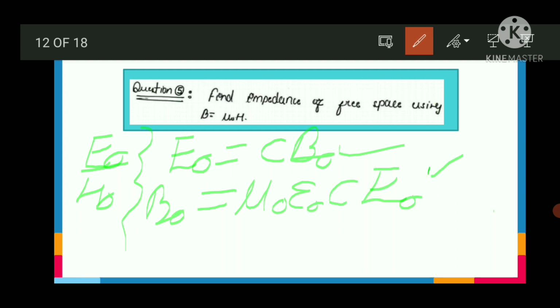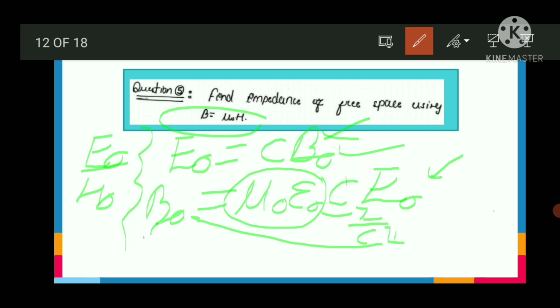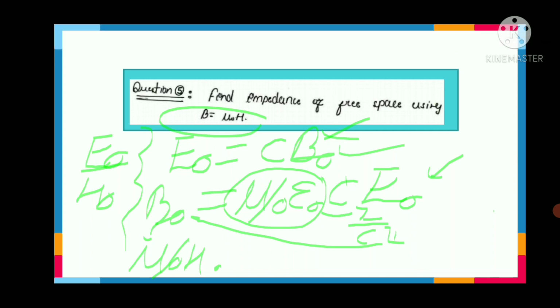How have I written it? Actually, mu naught epsilon naught has a value of 1 upon c square, and it will get cancelled out, so that we get our formula back again. So now, using this formula here, we can write it as mu naught into H naught. Mu naught and mu naught will cancel out. So friends, I think we can move to the next page.